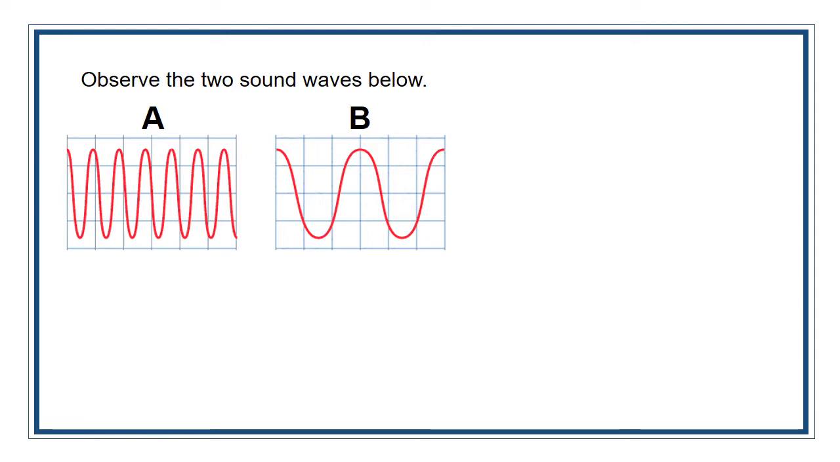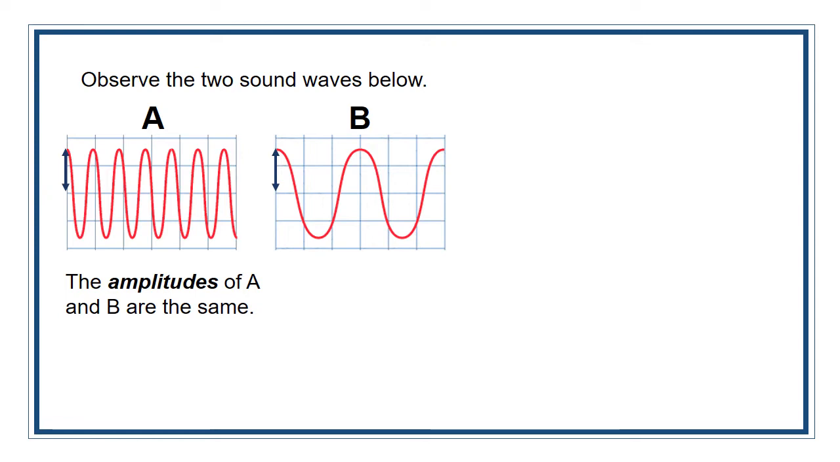So to start with, let's compare the amplitude. The amplitude of A and the amplitude of B. Are they the same or different? Actually, the amplitudes of A and B are the same. If you measure the height of A, or the amplitude, and then of B, they are of the same height. So that means A and B have the same amplitude.